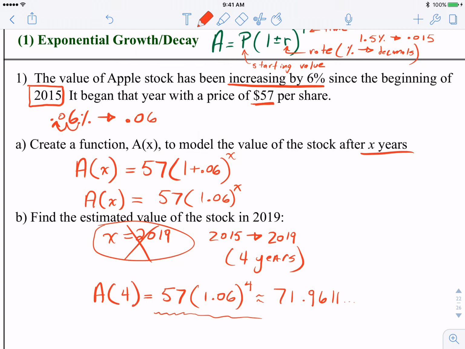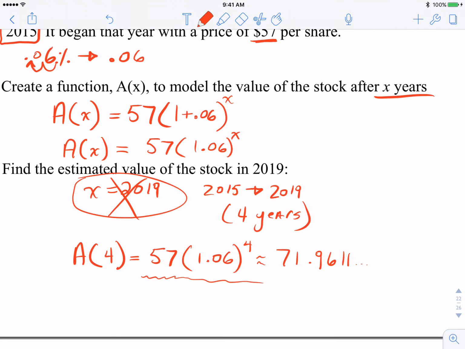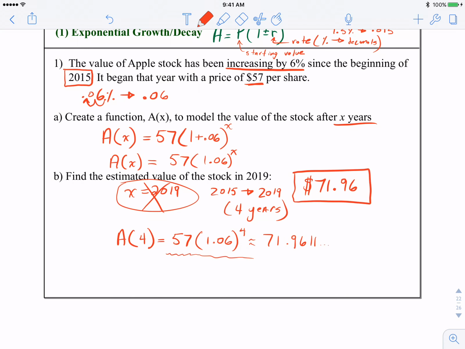A lot of these problems deal with either population or money in this case. So with money, I can have decimal places, specifically 2. And sometimes it will even explicitly say, like, round to the nearest cent. If it doesn't say, it's not a bad idea to round to the nearest cent anyway. It's kind of assumed with money that we use 2 decimal places, unless otherwise stated. Sometimes it might say nearest dollar. But in this case, let's round to the nearest penny. So it's going to be $71.96. So that's our prediction of what it will look like in 2019 based on what it's done so far.